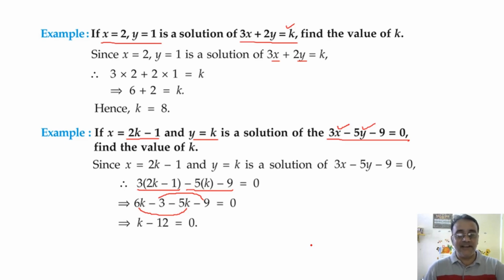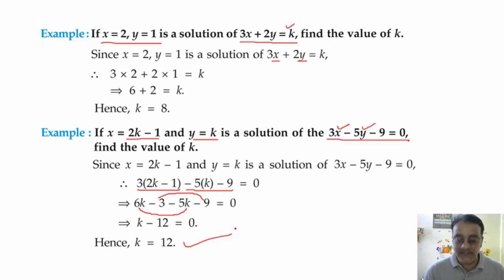What is the final value of k? 12. 12, right. Okay. So now we are moving towards the next section. 2 sections are done, now 3 sections are done. Now we are going to the 4th section, graph, to draw the graph.